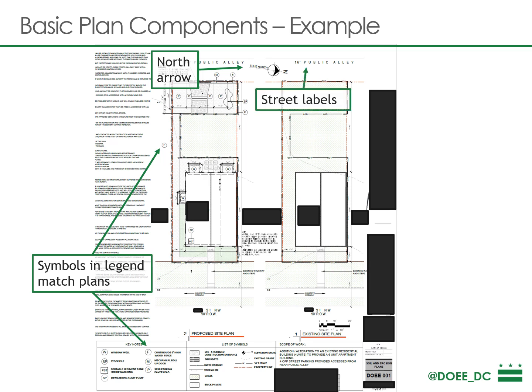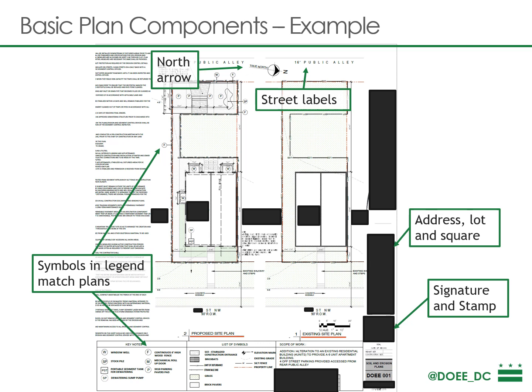The streets are labeled, the public alley. The address, lot, and square again is shown, signature and stamp as well. And there's a graphic scale shown on the plans that matches. This is one error that we see quite often, where there's a graphic scale and the scale that's given is not accurate. It doesn't match the actual scale that the plan is showing. It's been rescaled and the scale hasn't been adjusted, for example.